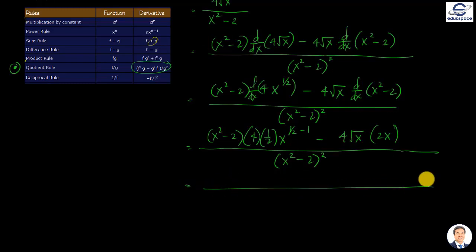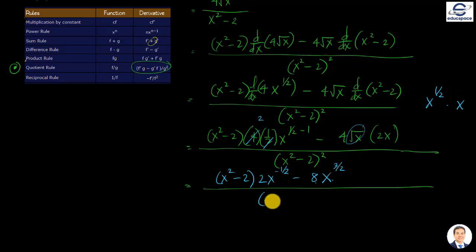So again, simplify, cleaning up. First we can cancel this one, 4 over 2 is 2, and then we have x squared minus 2, 2x. Here we have negative 1/2 minus 4 multiplied by x multiplied by 2x, by the way, so we have 8. So 4 multiplied by 2 is 8, and then here, since we're going to add the exponents, take note here we have x raised to 1/2, and then here we have x, so add this, then therefore we have x to the 1/2 plus 1, here is 3/2, and then finally we have (x squared minus 2) squared.